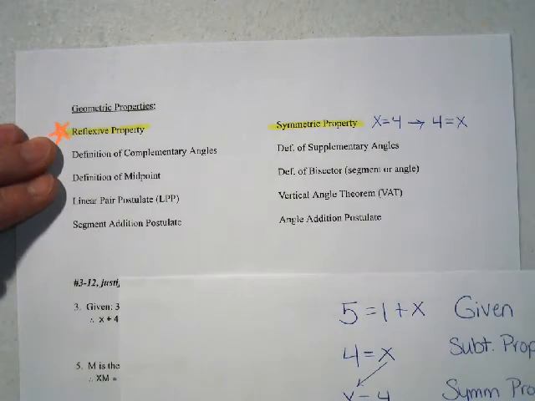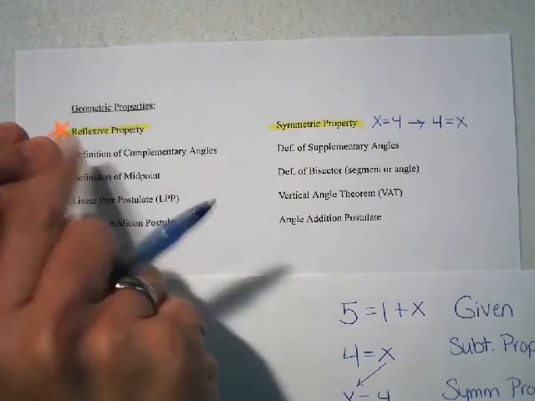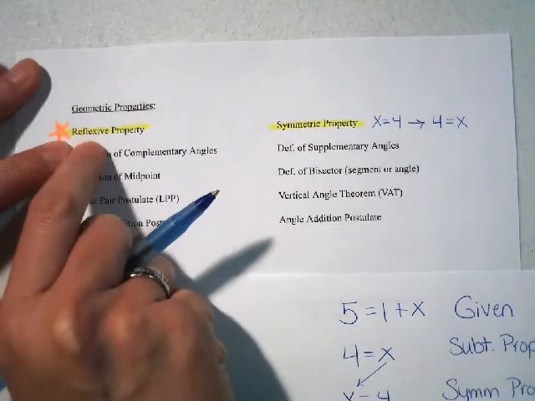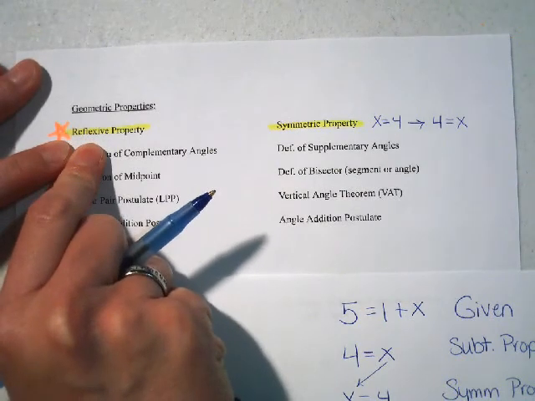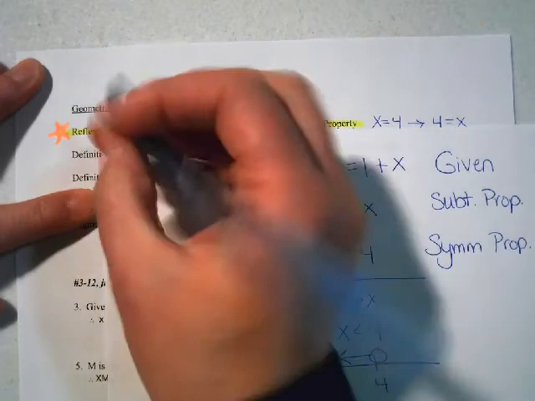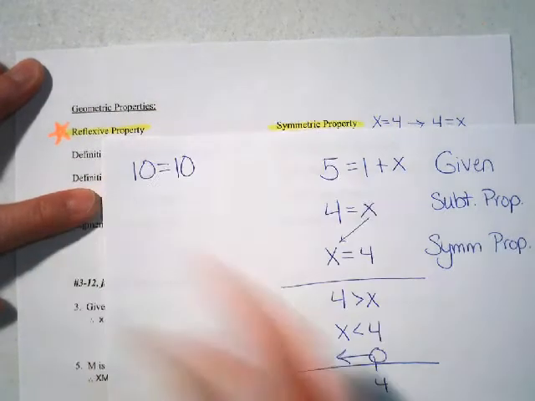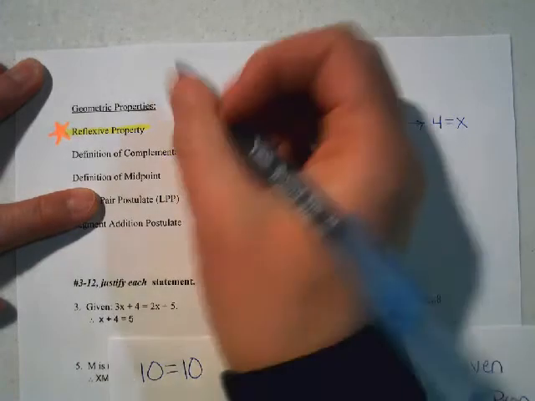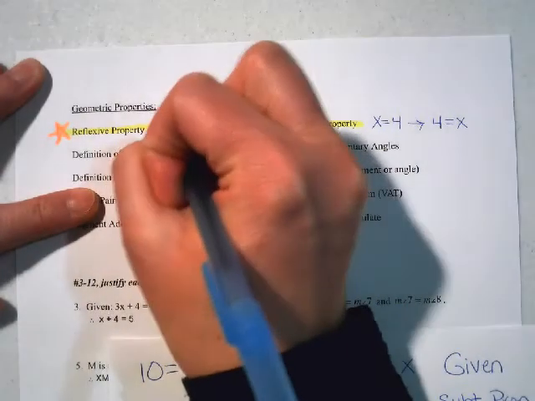Now, reflexive. You will see reflexive property in our class. I'm not saying you're going to use it today or tomorrow or whatever, but it comes up in quite a few of our chapters. So you'll get used to this one. Reflexive is when you're equal to yourself. Now, it sounds funny because you're like, well, duh, 10 is equal to 10. I get that. You don't need that.